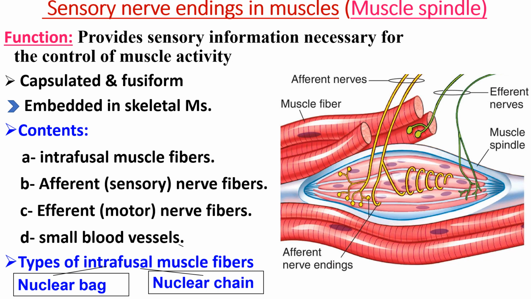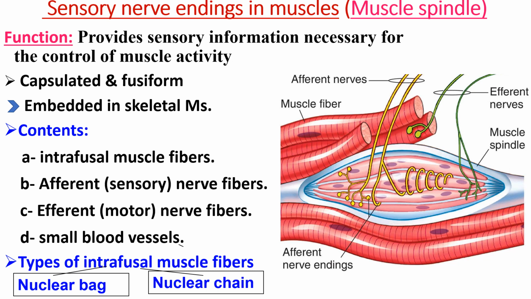What is its function? It provides sensory information necessary for the control of muscle activity. It is encapsulated and its shape is spindle or fusiform. It is present in muscle, embedded in skeletal muscle.